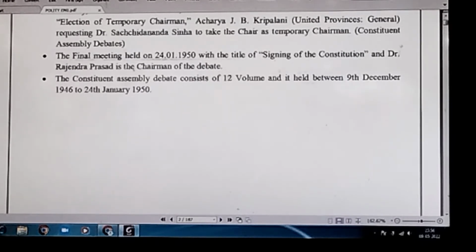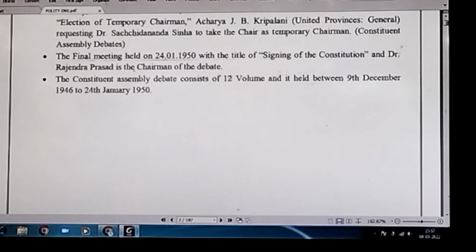The major committees of the Constituent Assembly are: number 1, Union Powers Committee headed by Jawaharlal Nehru. Number 2, Union Constitution Committee headed by Jawaharlal Nehru. Number 3, Provincial Constitution Committee headed by Sardar Patel. Number 4, Drafting Committee, Dr. B.R. Ambedkar. Number 5, Advisory Committee on Fundamental Rights and Minorities, Sardar Patel.